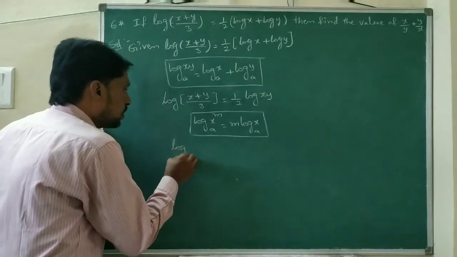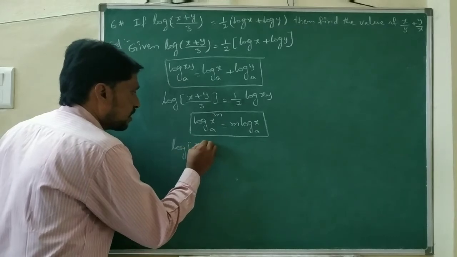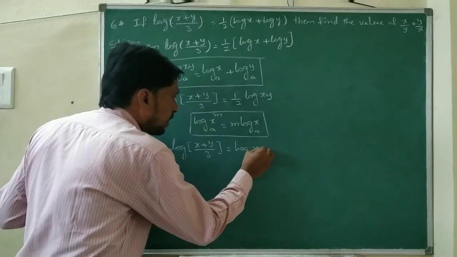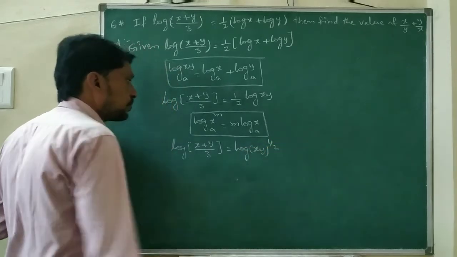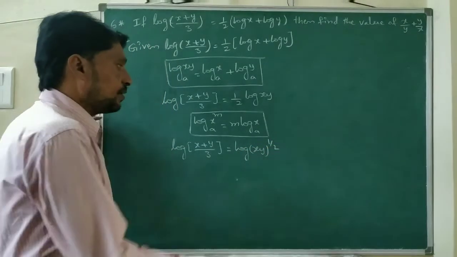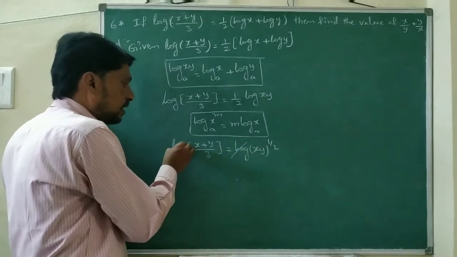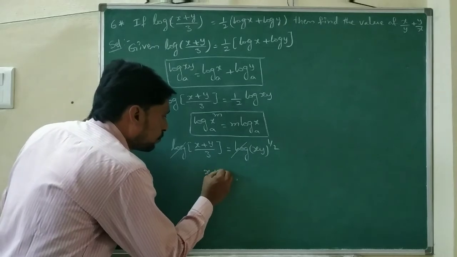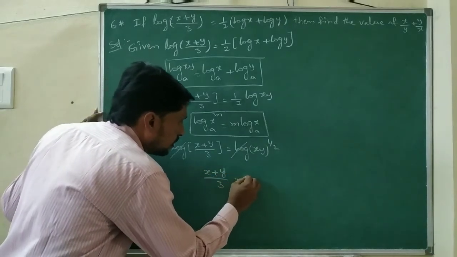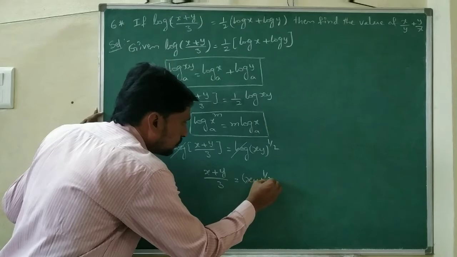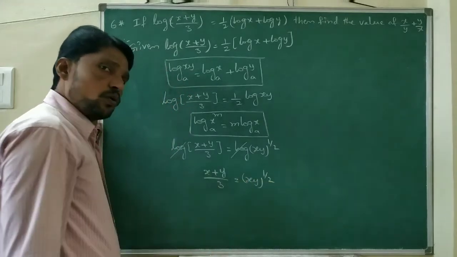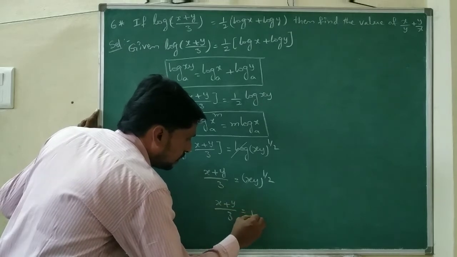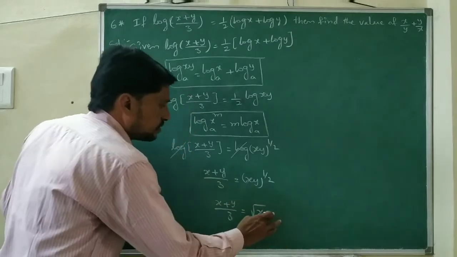Now the left side stays as it is: log of (x plus y) by 3 equals log of (xy) whole power 1 by 2. On both sides we cancel the log. What remains? (x plus y) by 3 equals (xy) whole power 1 by 2. Power 1 by 2 is nothing but root xy, so (x plus y) by 3 equals root xy.